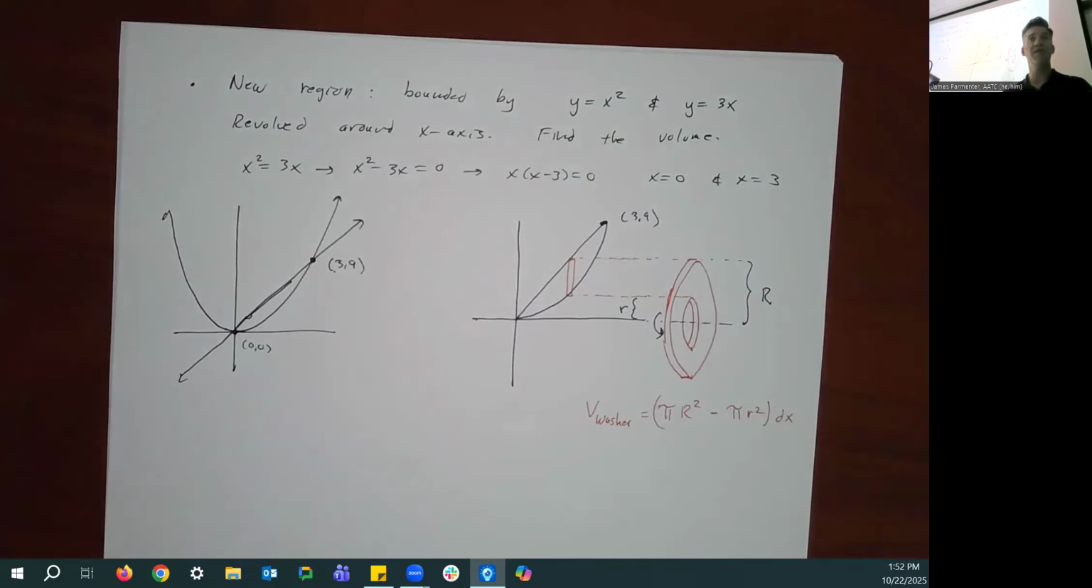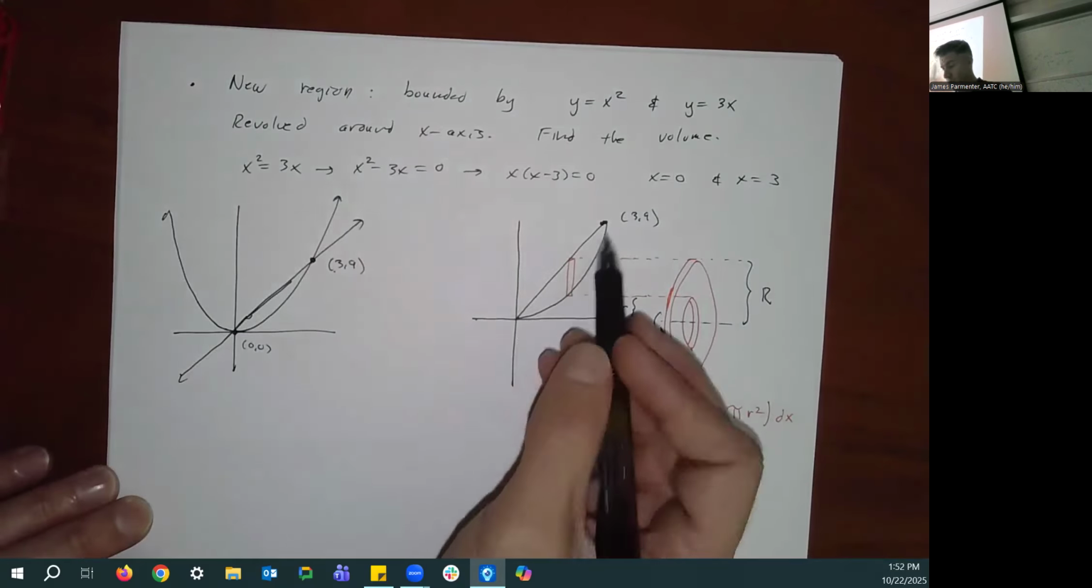The only real difference between this example and the previous example is that in the previous example, the inner radius was 0, so we didn't even think about it. In this example, the inner radius is not 0.